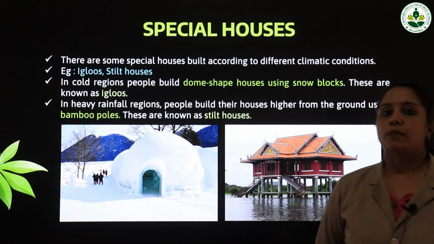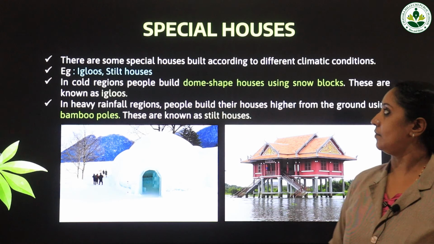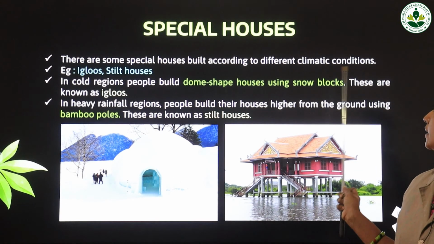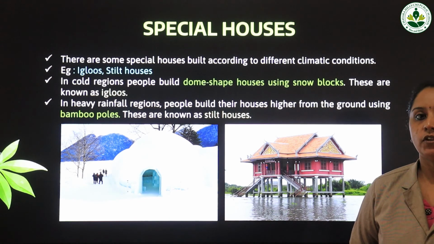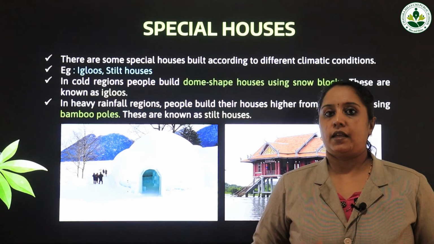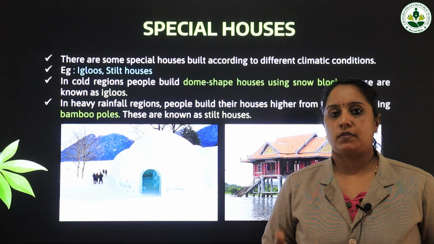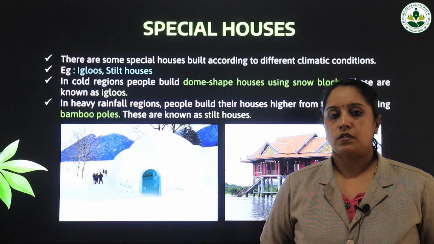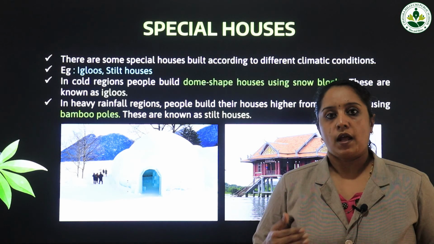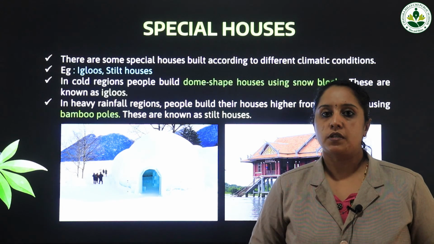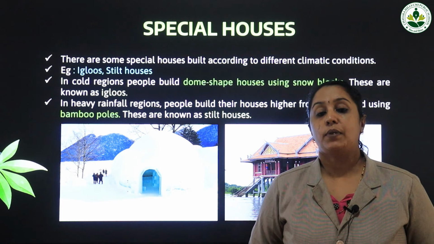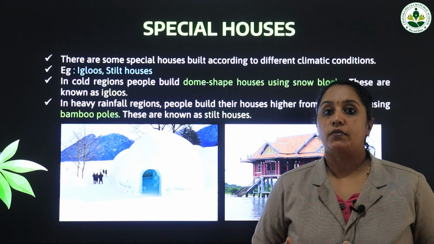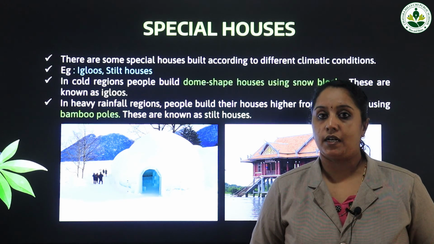Now let us learn about some special houses. So there are some special houses according to different climatic conditions. We all live in Kerala, isn't it? We all live in Pakka houses. The Pakka house is a fixed house and it cannot be moved. And here the climate also is a normal climate. But in places where there is cold climate, people live in different type of houses that has got special name.